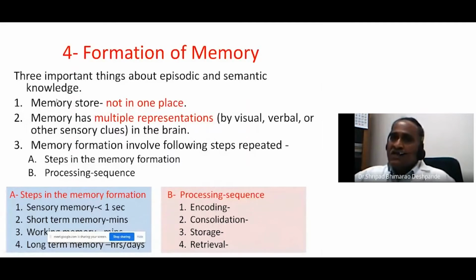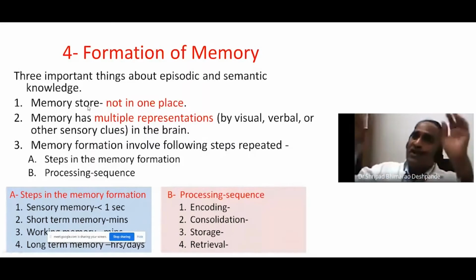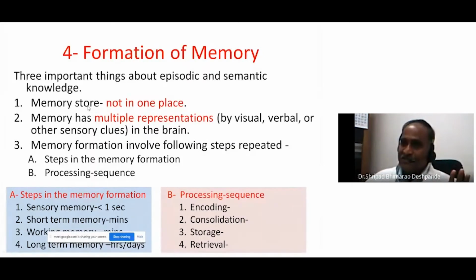So there are three important things to consider about memory. One, as you have seen, there is no single place in which memory is stored. Memory is stored in multiple sites. Point number one. Now, the memory has multiple associations.